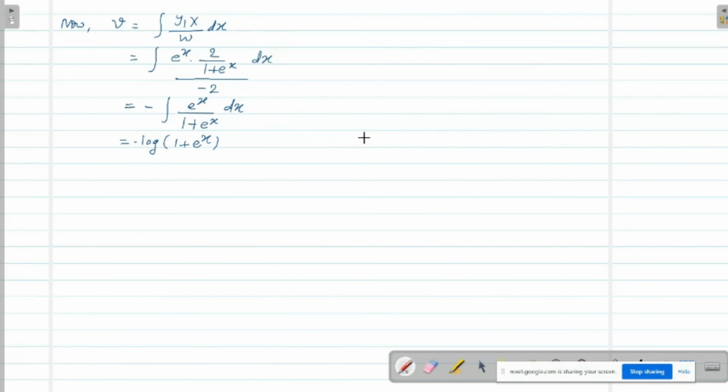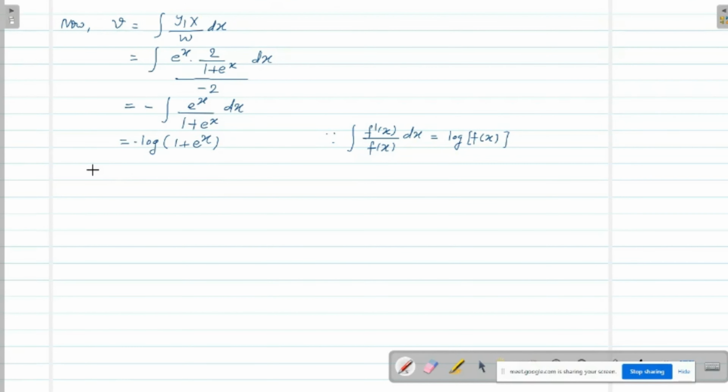Why is this so? Because we have the integration formula, the integral of f dash of x by f of x dx. With the function below and its derivative above, this becomes log of function, that is log of f of x. So this is the formula for integration.